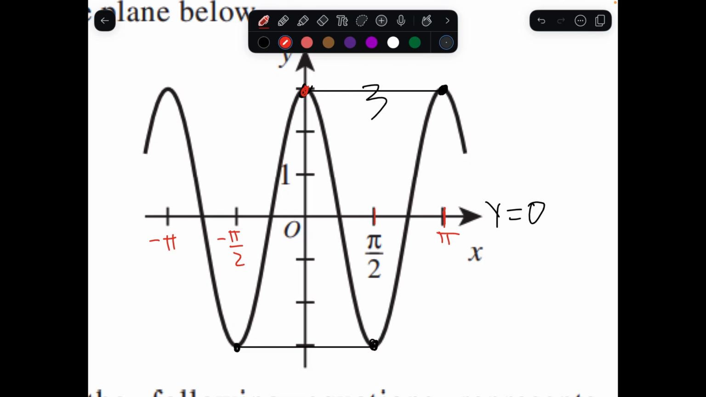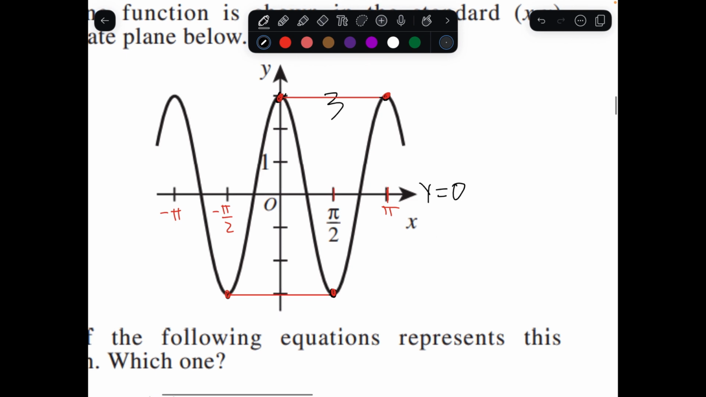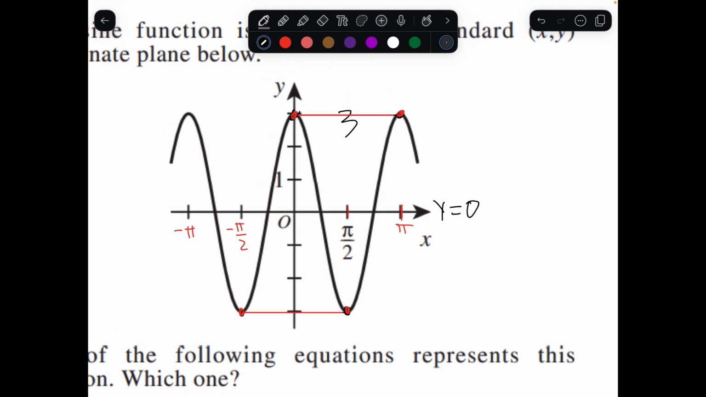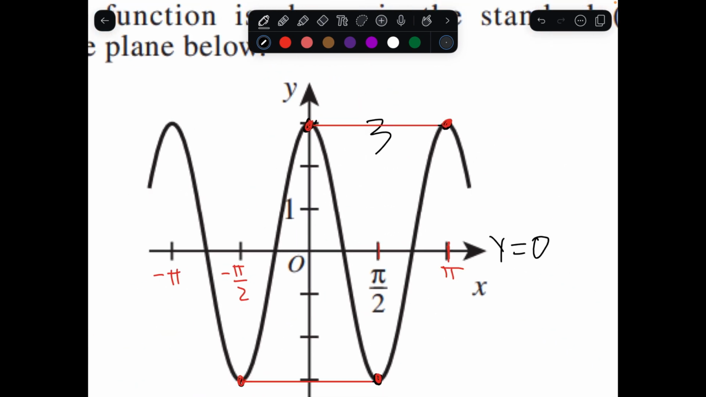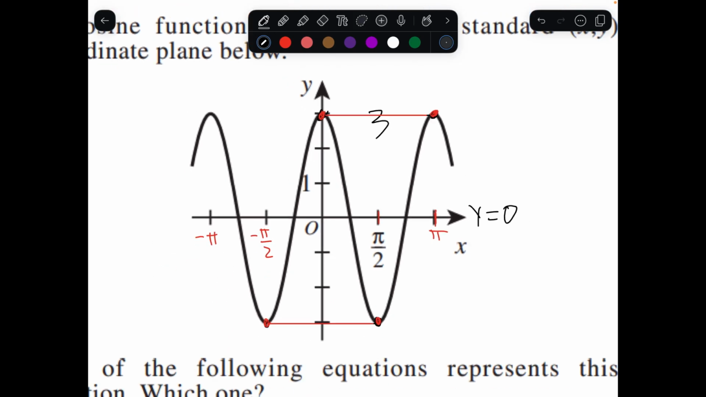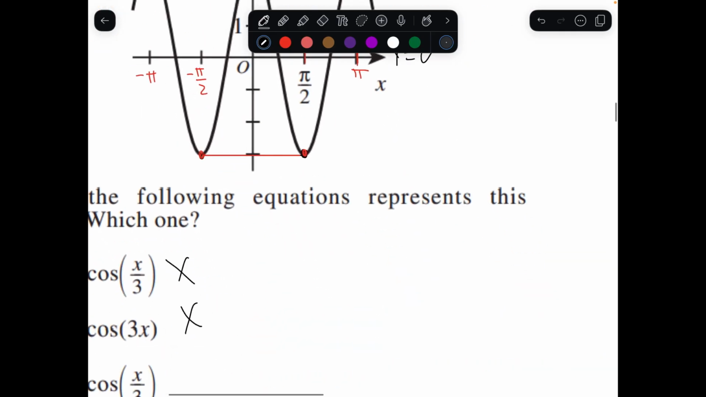Let me use this color. So the distance from this point to this point. The distance from this point to this point. So the period is just the horizontal distance a point needs to travel in order to replicate itself again, for that pattern to replicate itself in the function. So since we're going from 0 to pi, the horizontal distance is pi, which means our period is pi.